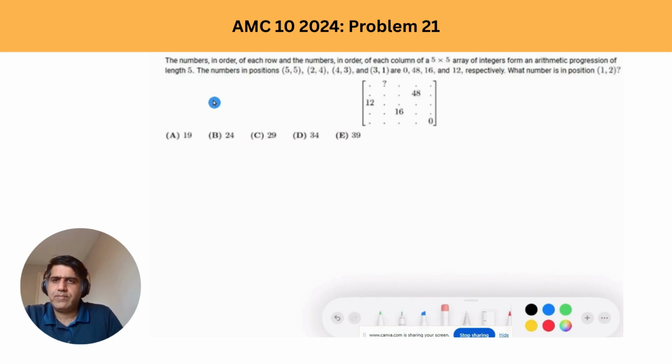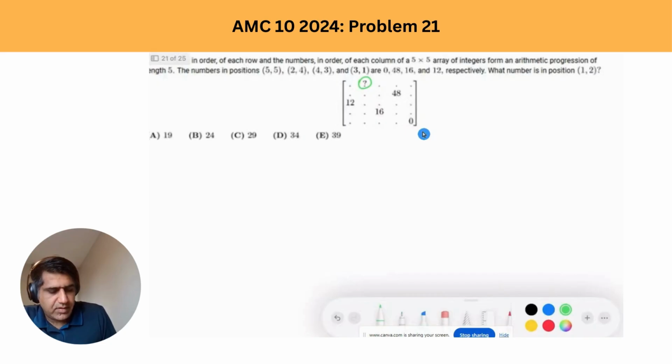Problem 21, where we are given that the numbers of each row and numbers of each column of a 5 by 5 array of integers form an arithmetic progression of length 5. The numbers in some positions are given, and we have to find the number in position 1, 2.